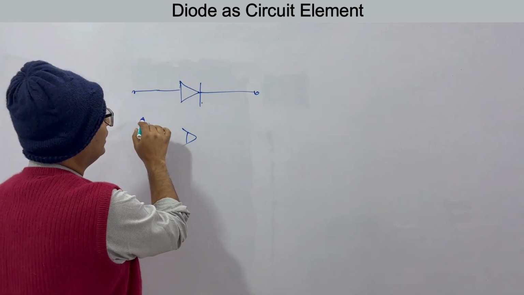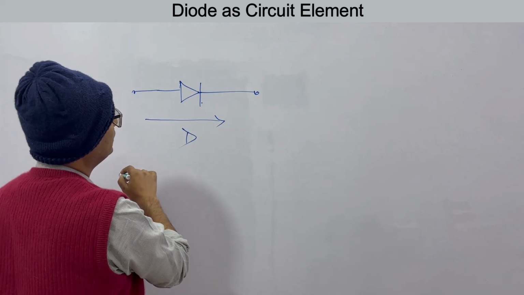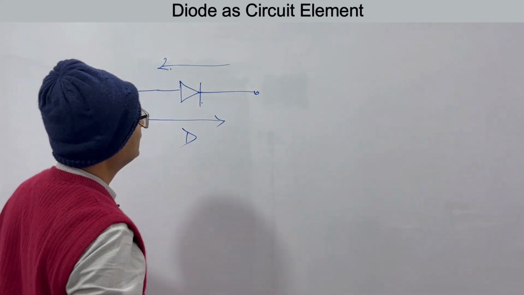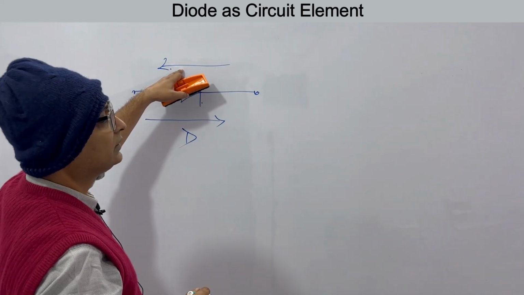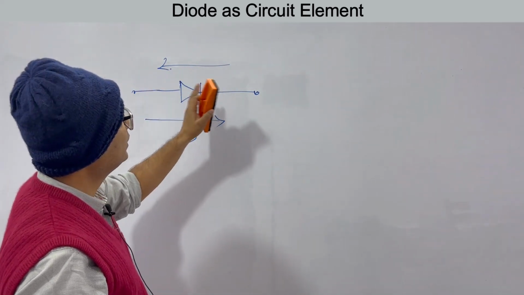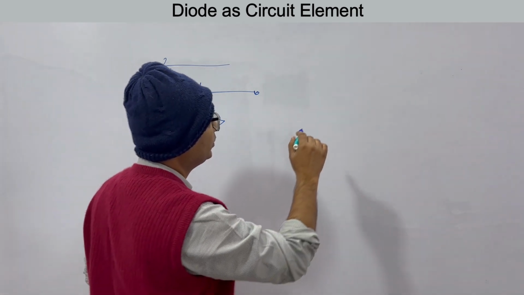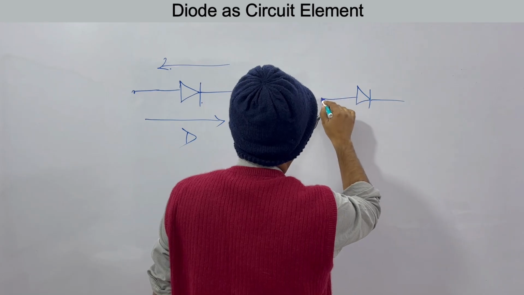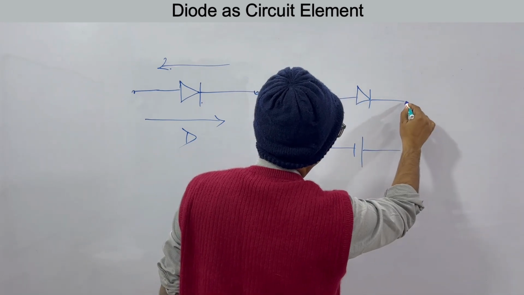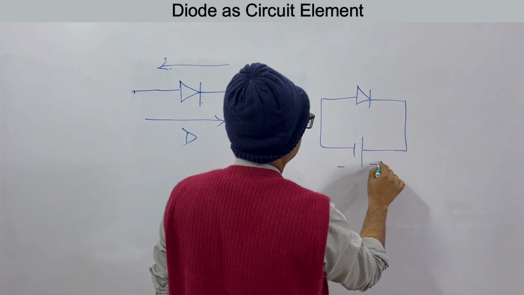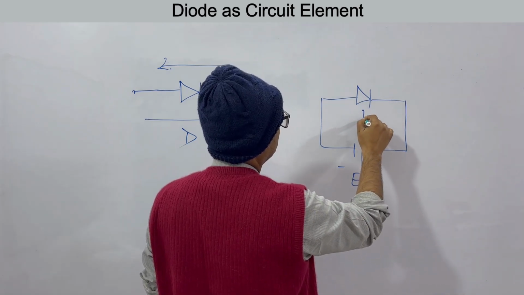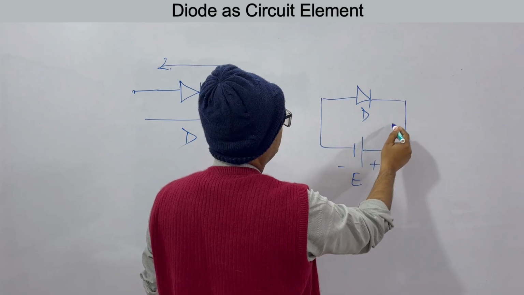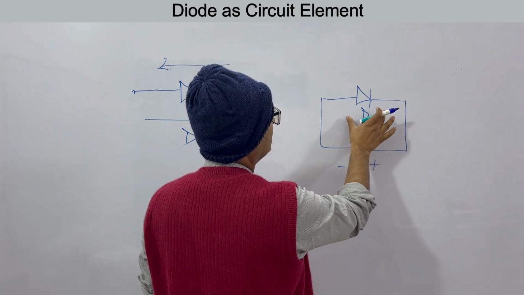You know there are two conditions. One is when this is forward biased and the second is when this is reverse biased. When this is reverse biased, no current flows through the diode. So let's say this is your diode and you give a negative voltage across it. This is minus plus E. This is your diode. So what happens? This is reverse biased.